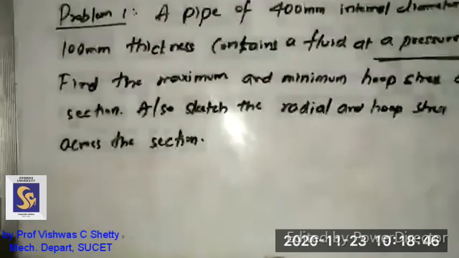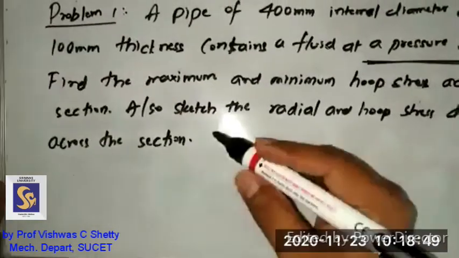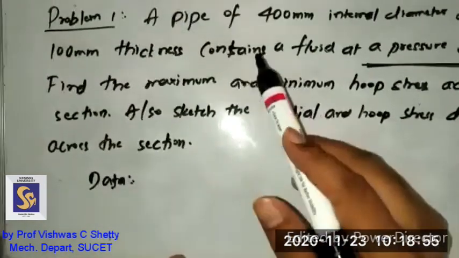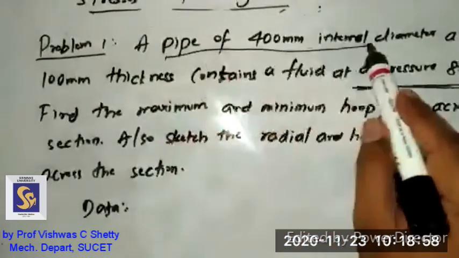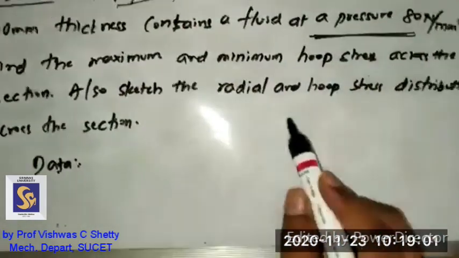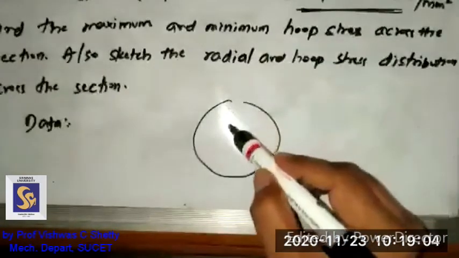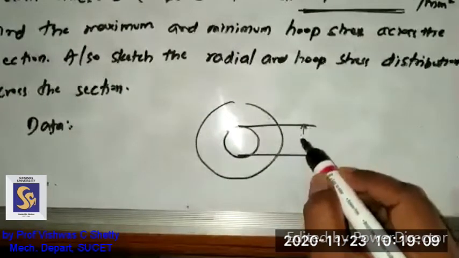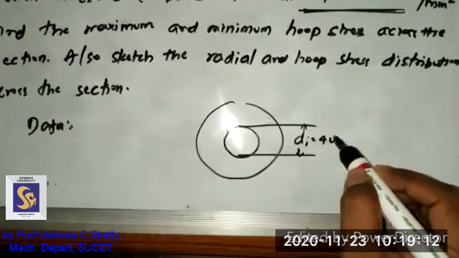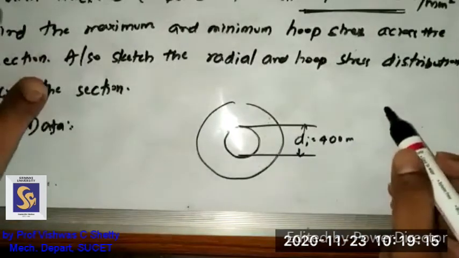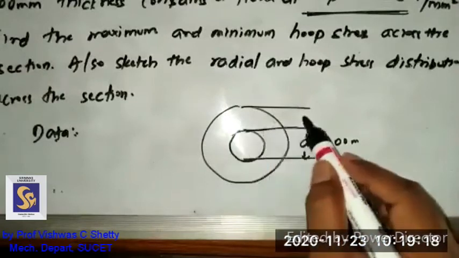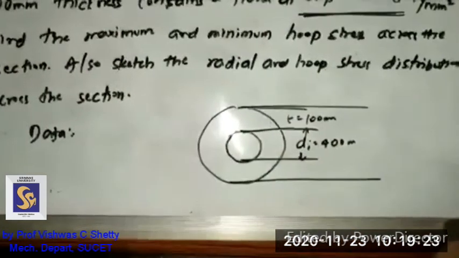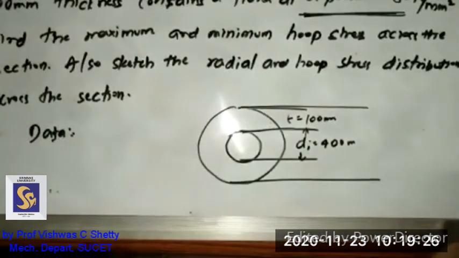So okay, how to solve this problem? Take the given data. What they've given in the question is a pipe of 400 mm internal diameter. This is a thick cylinder. The internal diameter is 400 mm and the thickness is 100 mm. What should be the external diameter?